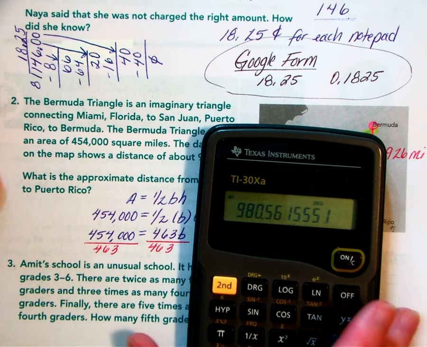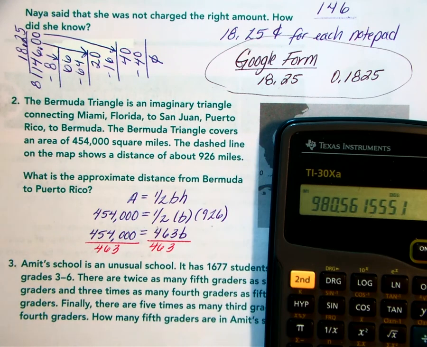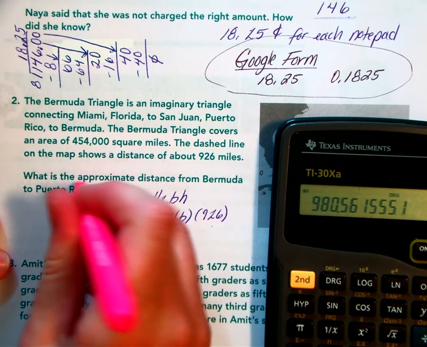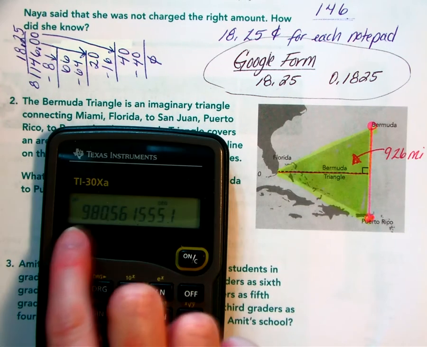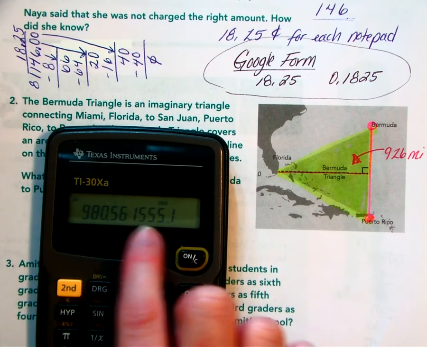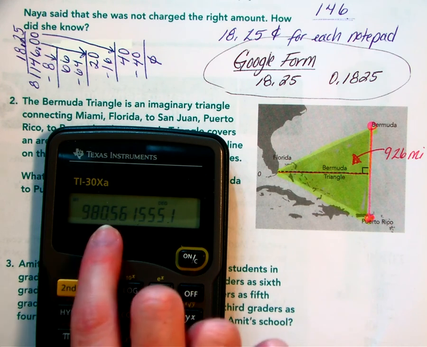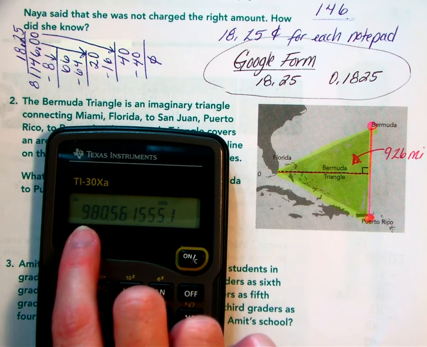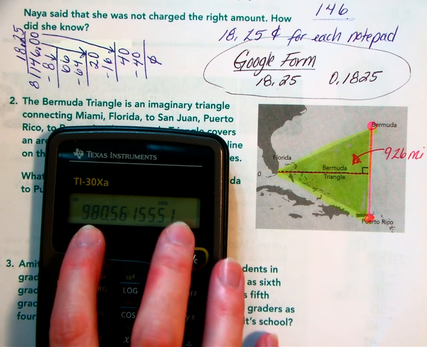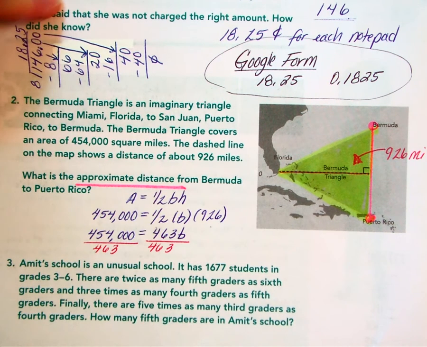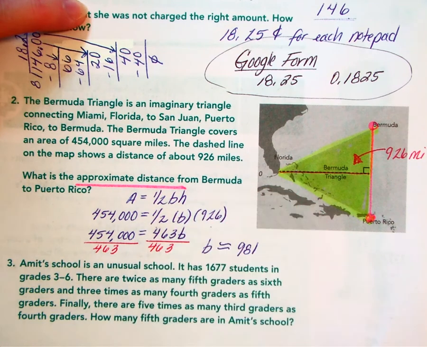All right, so I get this crazy number, but it says, what is the approximate distance? You have to be careful with the language here. So I'm looking at this crazy number, 980.561555551. I'm going to round it to the nearest whole number. I'm going to say, from Bermuda to Puerto Rico is about 981 miles. So B is approximately 981.